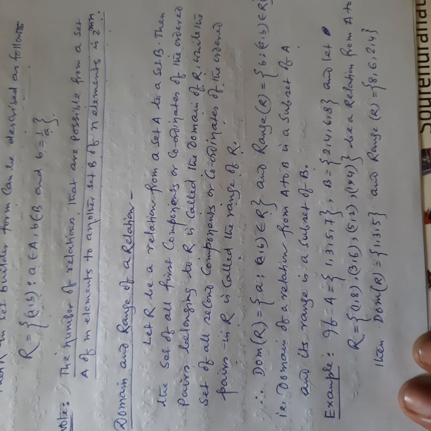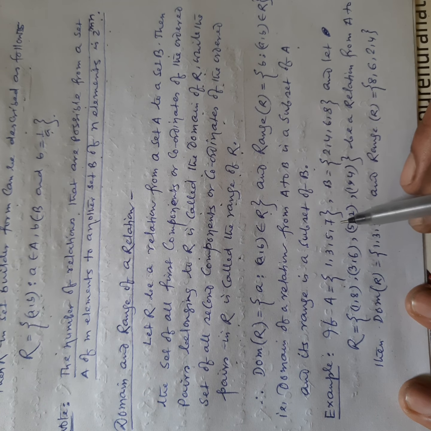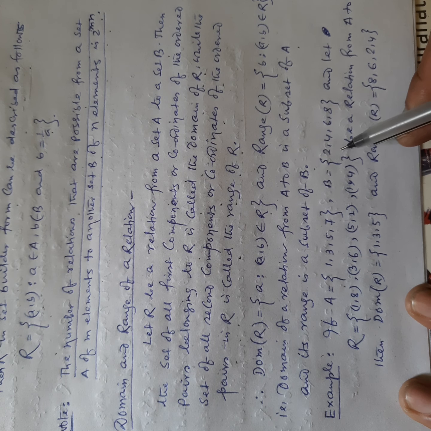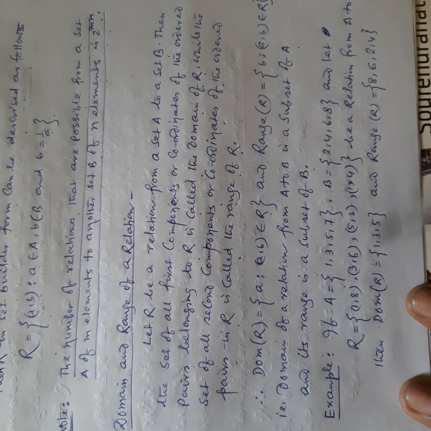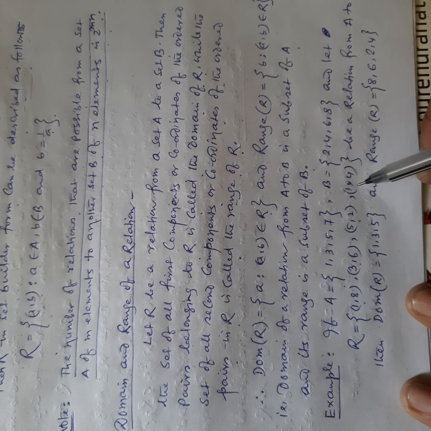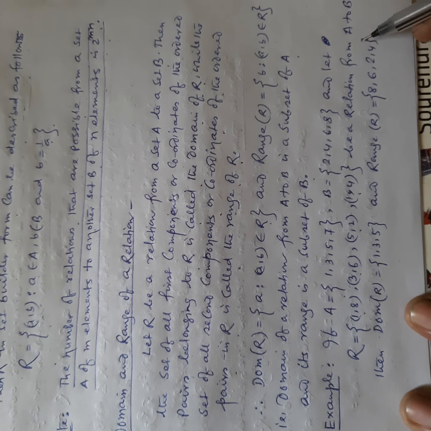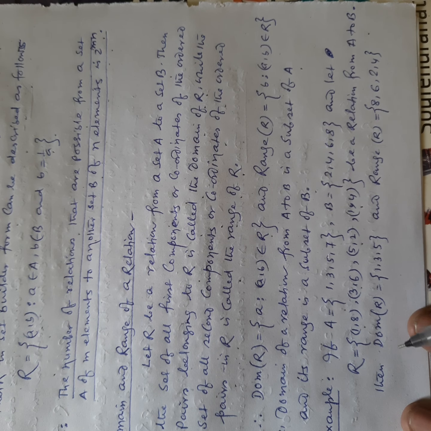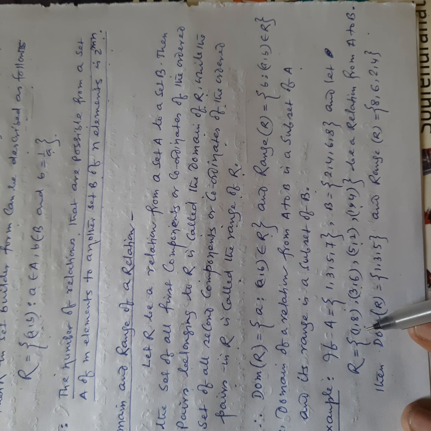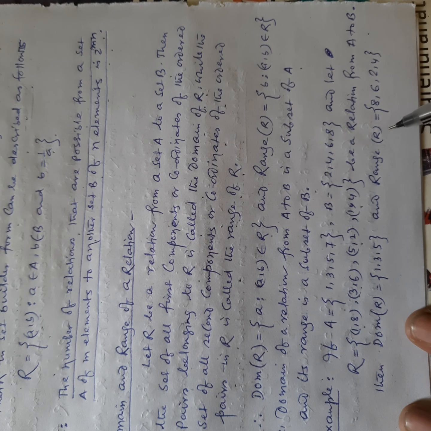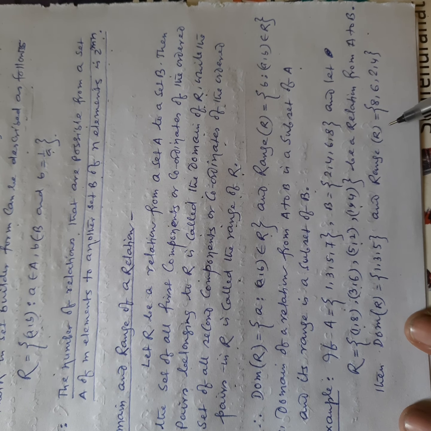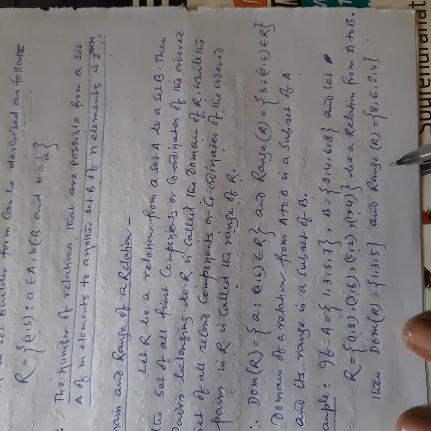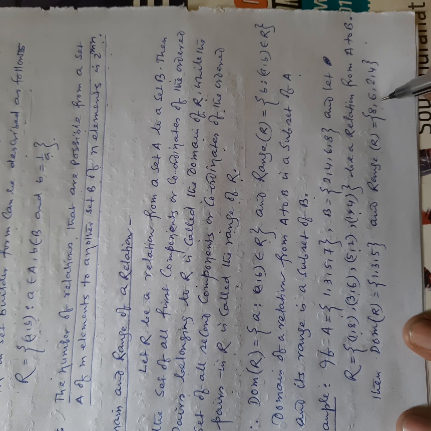See an example. If A equals {1, 3, 5, 7}, B equals {2, 4, 6, 8}, and let R equals {(1, 8), (3, 6), (5, 2), (1, 4)} be a relation from the set A to the set B, then domain of R equals {1, 3, 5}, that is the first elements of the ordered pairs in R, and range is the second elements of the ordered pairs in R, that is range of R equals {8, 6, 2, 4}.